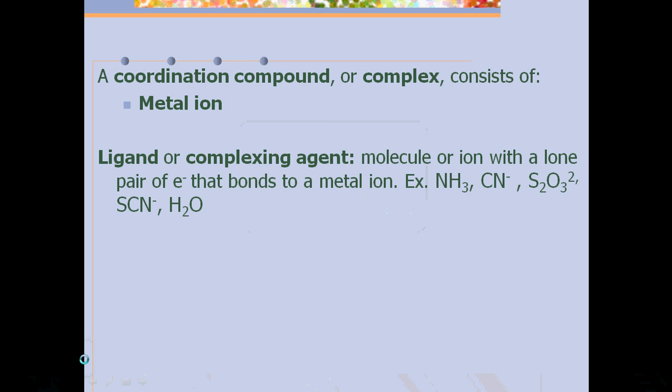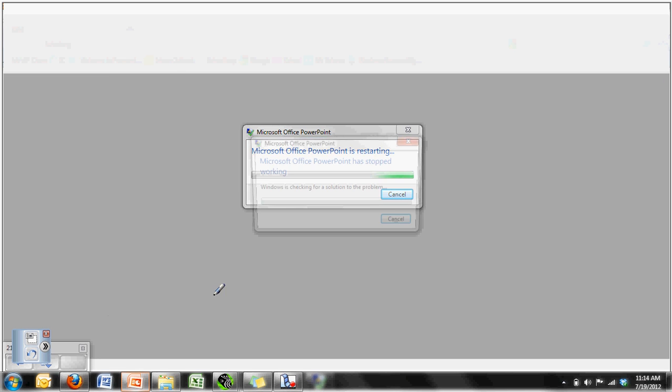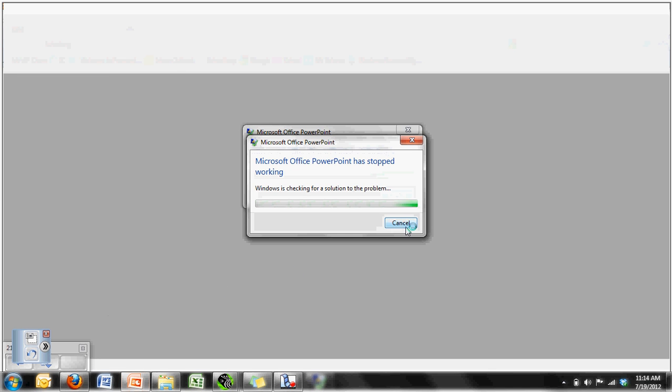Wow, this is the second time the office has crashed. We'll see if it comes right back up. I don't want to lose all the information.